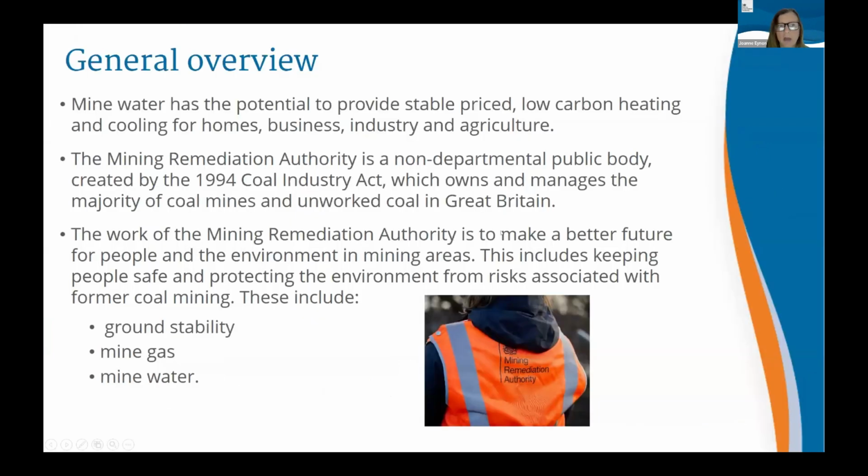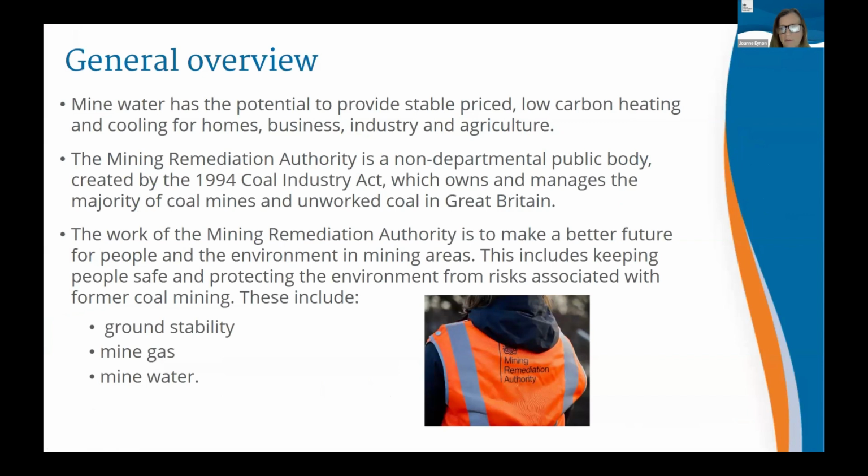As a general overview, as is well understood within this forum, mine water has the potential to provide stable priced, low carbon heating and cooling for homes, business, industry and agriculture. At the Mining Remediation Authority, we're a non-departmental public body created by the 1994 Coal Industry Act, and we own and manage the majority of coal mines and unworked coal in Great Britain. Our work is to make a better future for people and the environment in mining areas.